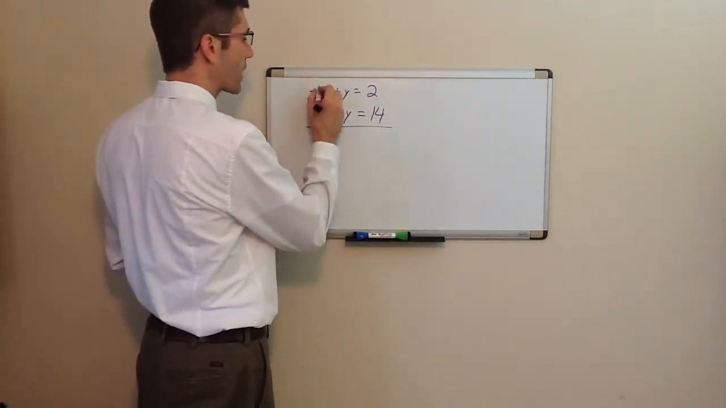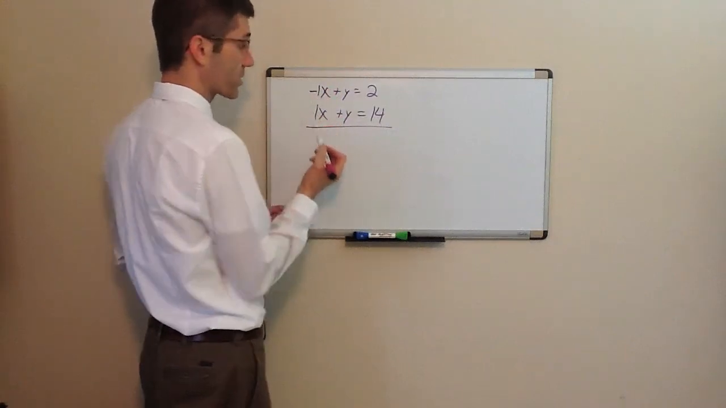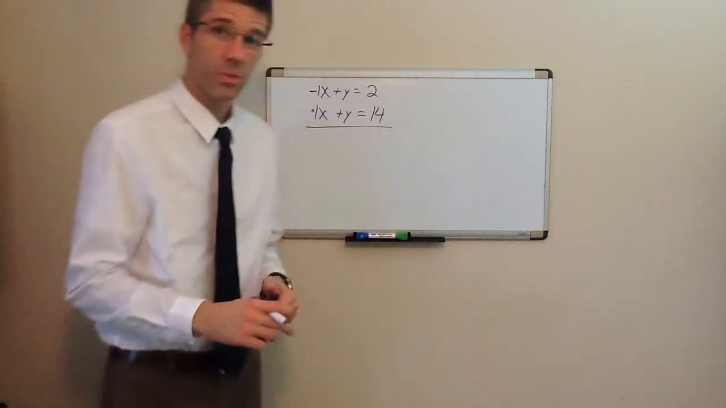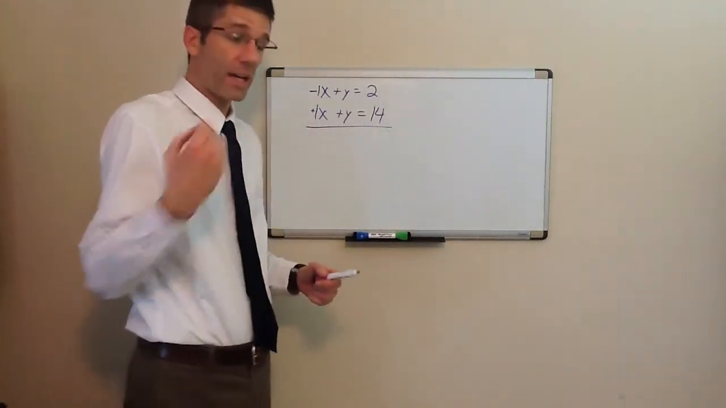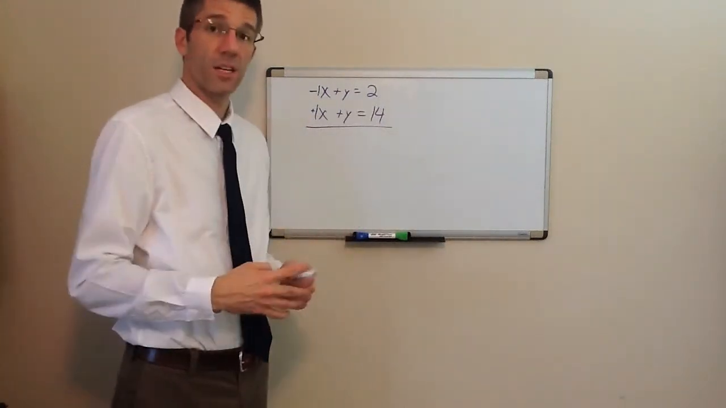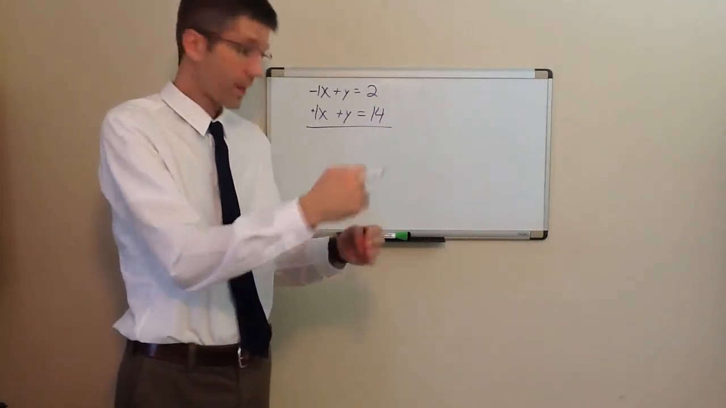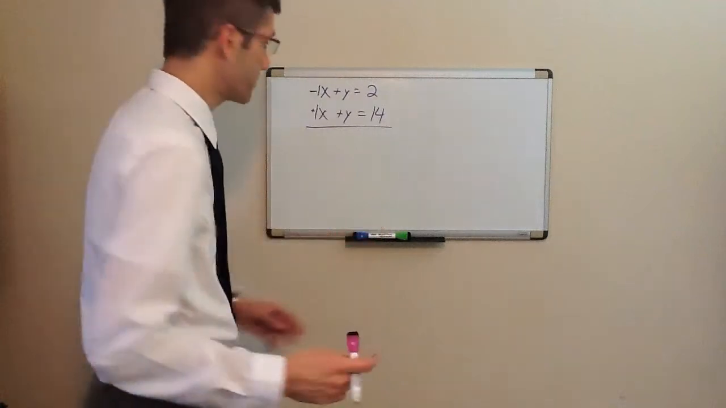Right now I have negative 1x, and if I add 1x to it, I could put a plus here if I wanted to. Negative 1 plus 1 was 0. If I had negative 1 and then I gained 1, I'm back to 0. I lose a yard in one play. I'll gain a yard in the next play. I'm right back where I started, 0.